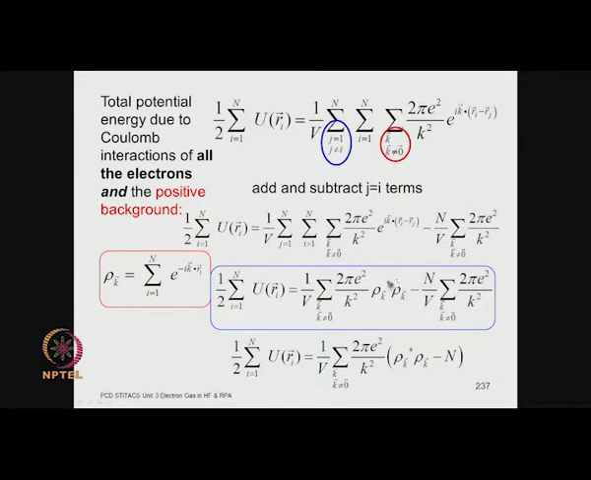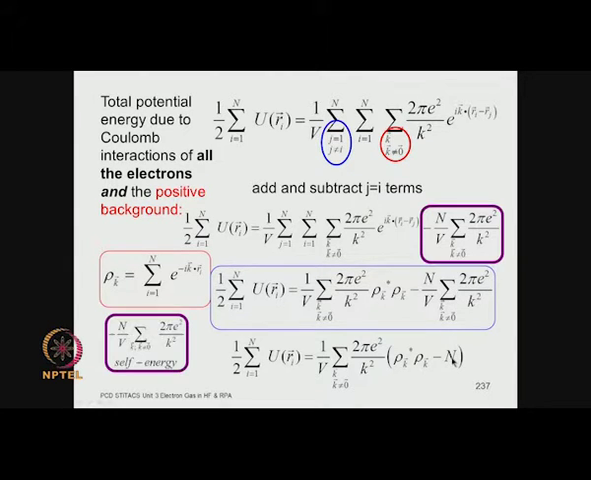If you now combine these two terms, you have 2 pi e square by k square summed over k, common in both the terms. You have 1 over v which is common to both the terms, and 2 pi e square by k square which is common to both the terms, and you must subtract rho k star rho k minus this n to get the net result. So this is the total potential energy due to the Coulomb interactions of all the electrons and the positive background. The self energy term is here. Okay, this is the self energy term. So that is taken care of.